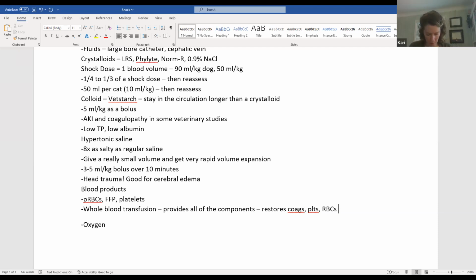Okay, let's see. What else do I want to say about hypovolemic shock? I think that's about it for those guys. We'll do a couple examples at the end if we have time, but does anybody have any questions about hypovolemic shock?